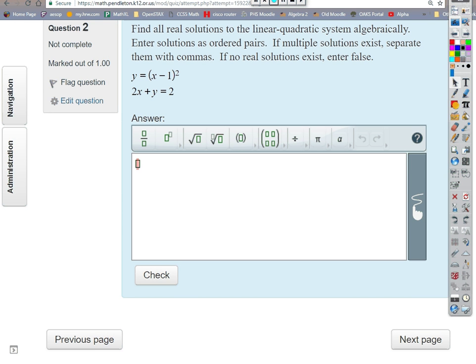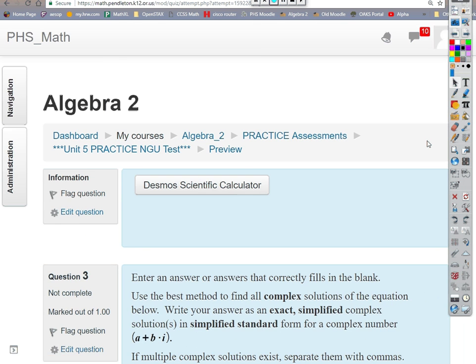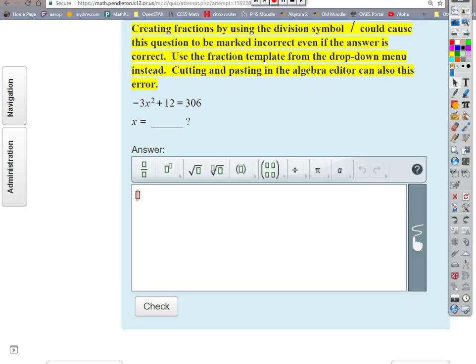Let's move on here. Let's see. Okay, what are we going to do there? Maybe we don't even have to do this one. How are we going to solve this one? Add 12. No, subtract 12.